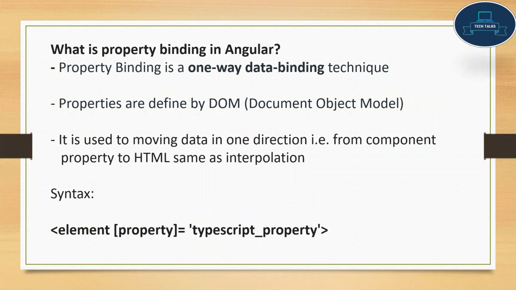Property binding is a one-way data binding technique. Properties are defined by the DOM. DOM means document object model. It is used for moving data in one direction, that is from component property to HTML, same as interpolation. The syntax is you have to define the property in square brackets and assign the TypeScript property to it.